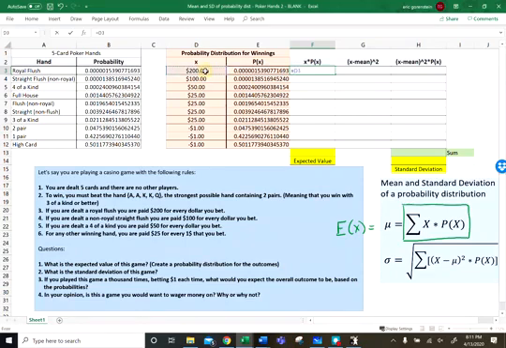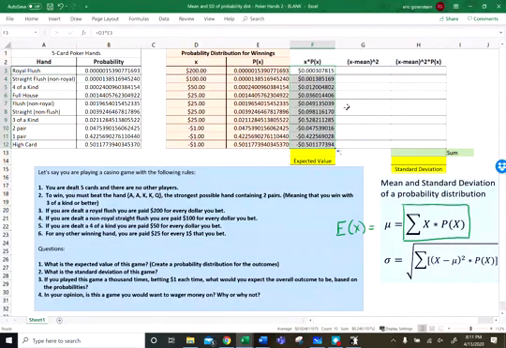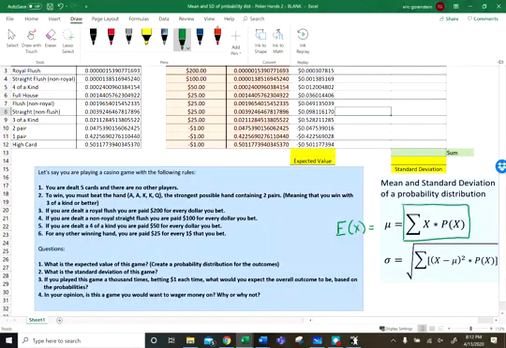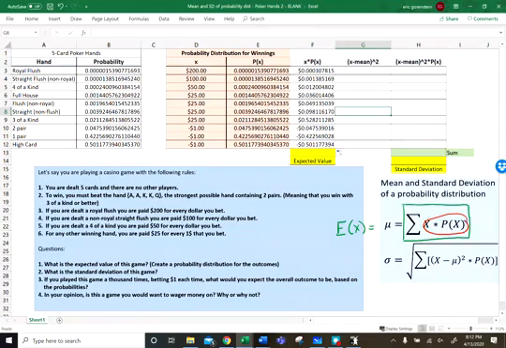So I want D3 multiplied, shift 8, multiplied by E3. Okay, so it's basically each cell in column F is going to be the 2 numbers to the left multiplied together. Okay, and let's let Excel do the rest of them for me. Now what we have here in column F are these individual x times p of x values.